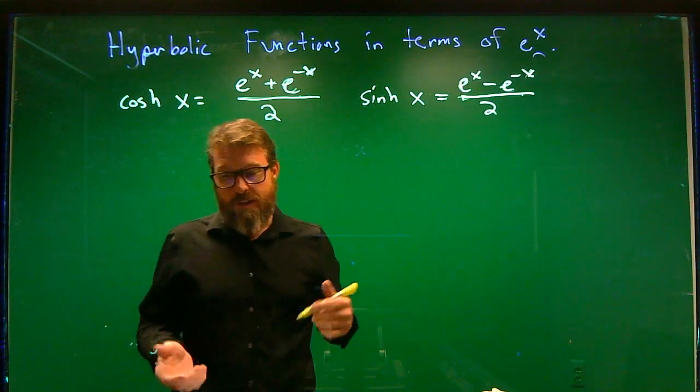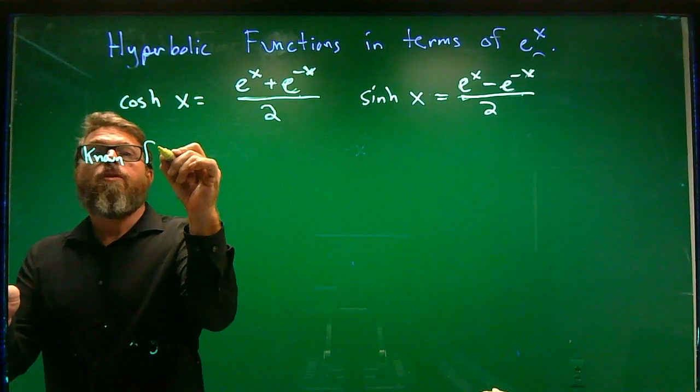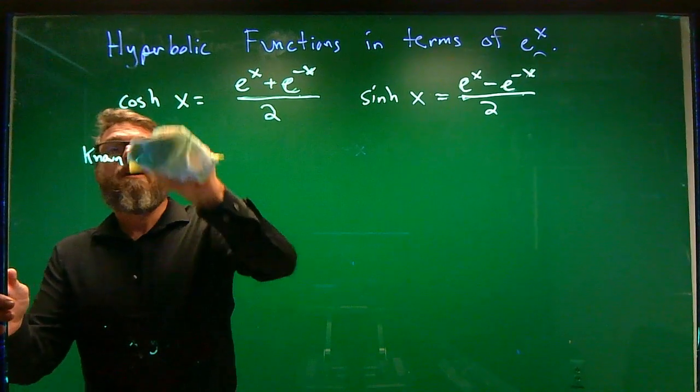What's interesting about this is we know, here's a known formula. Let's say identity, because that's really what it is. A known identity.